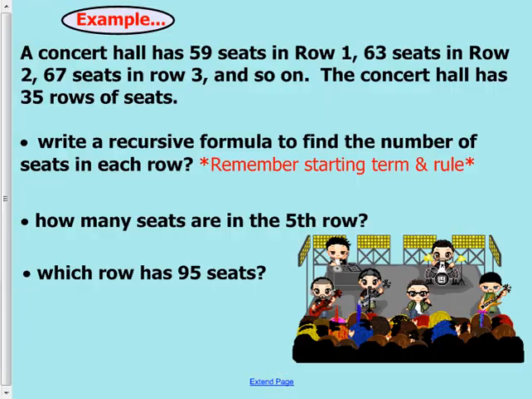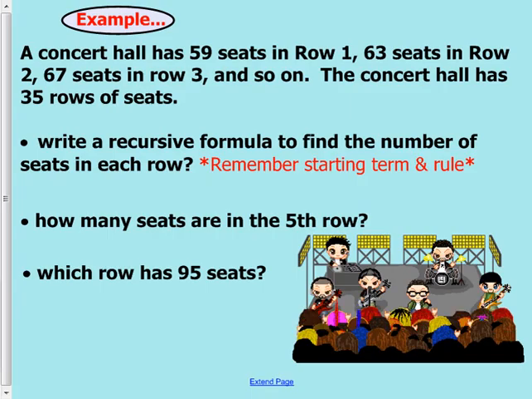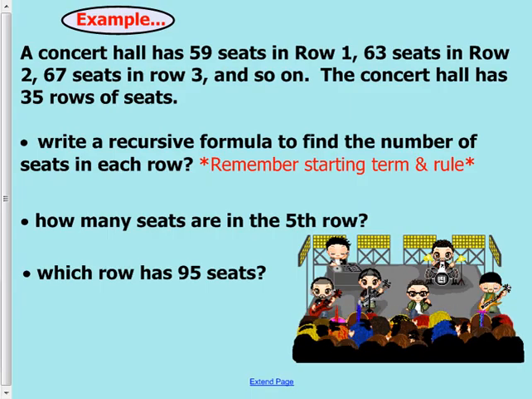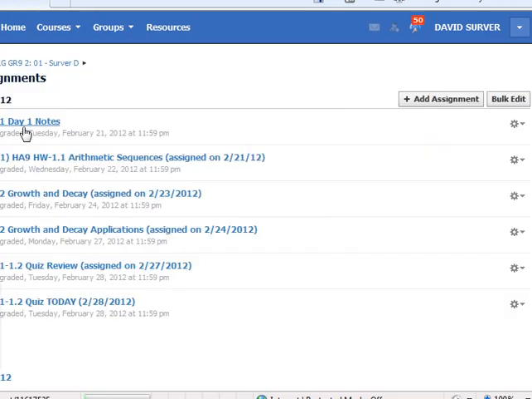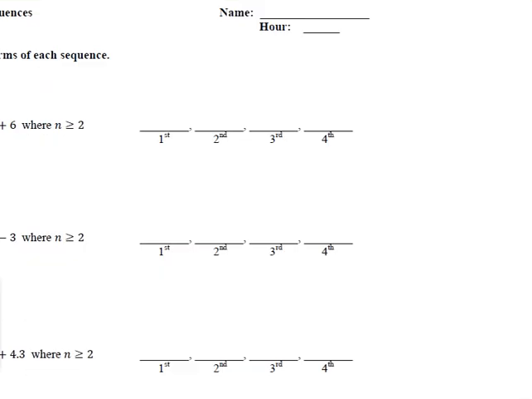All right, so I think we have done enough that I want to actually just start your homework with you. So everybody find on Schoology under assignments, it's the one assigned on 2/21, arithmetic sequences. It's the second one down here. Okay, and I've already got it open on mine, and it's right here.